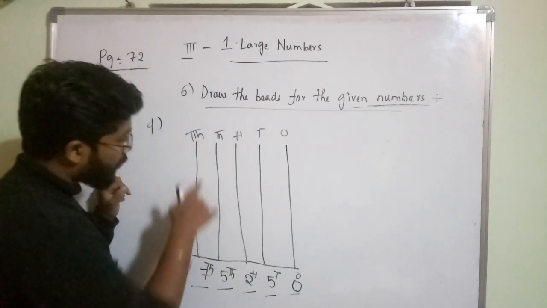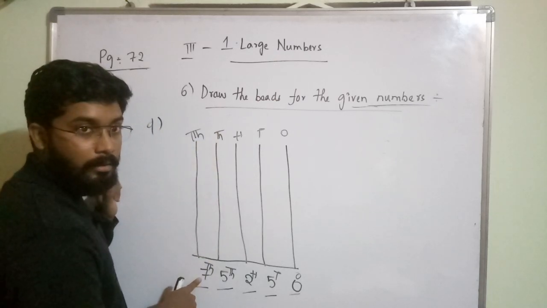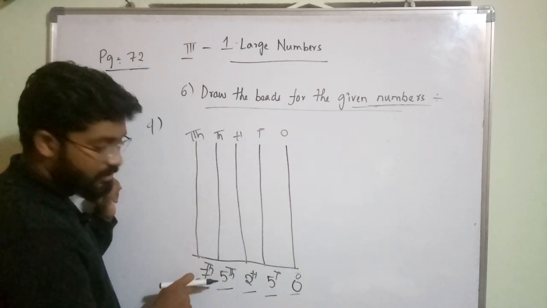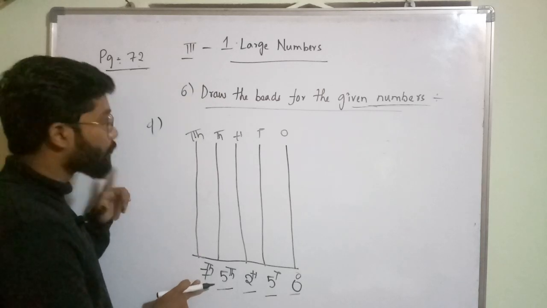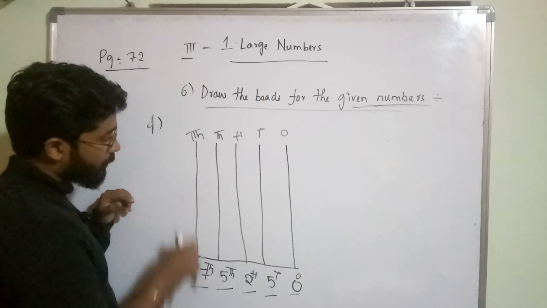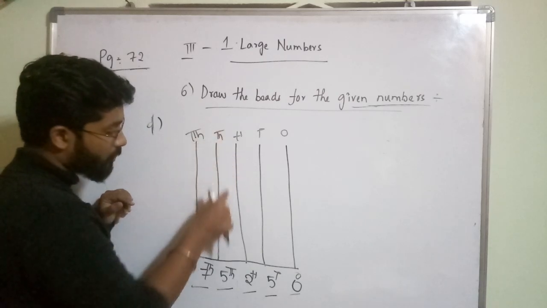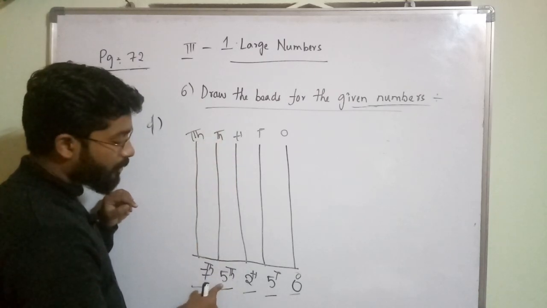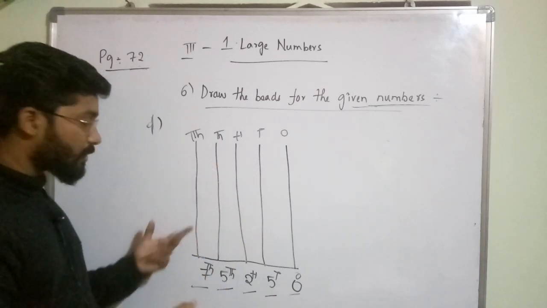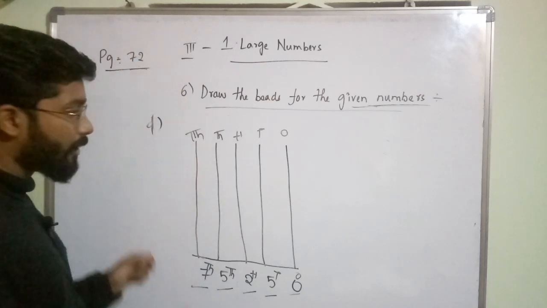Okay. Under the 10,000 rod he is writing 7, in your textbook, D problem. It means in 10,000s place you have to draw 7 beads. Under this 1000 rod he has given 5, no? Means in the thousands rod you have to draw 5 beads. That's what it means. Under that rod only he gave the number. So that many beads you have to draw in that rod. Okay. So let us see.